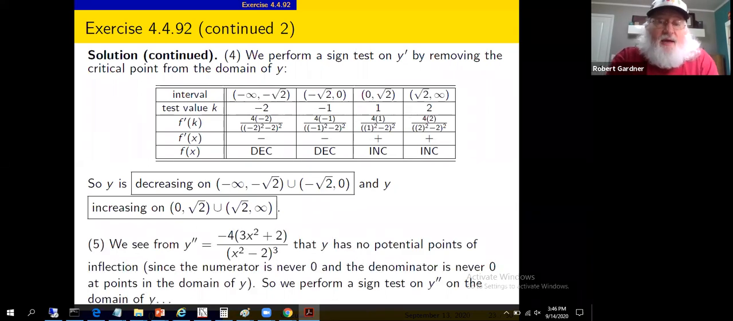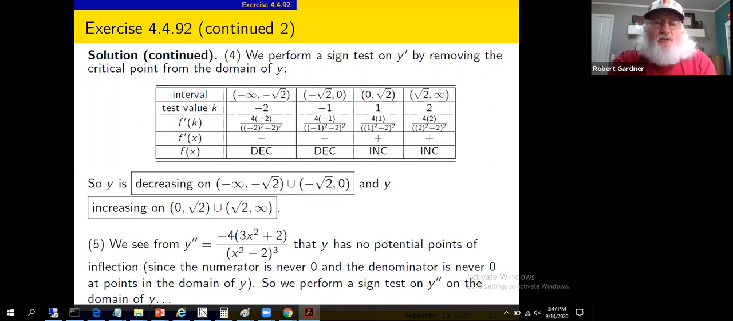How about concavity? Well, there's the second derivative. It has no potential points of inflection, telling me this is never 0, right? The numerator is never 0. Here we've got 3 times x squared, that's something positive, plus 2. But the numerator, the 3x squared plus 2 part, is never 0. It's always positive. So it doesn't have any potential points of inflection where the second derivative is 0.